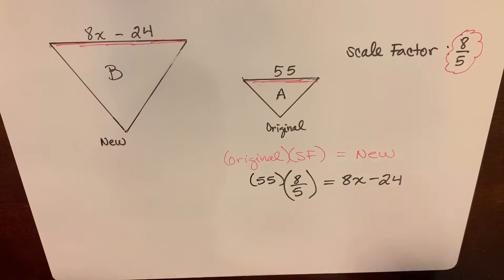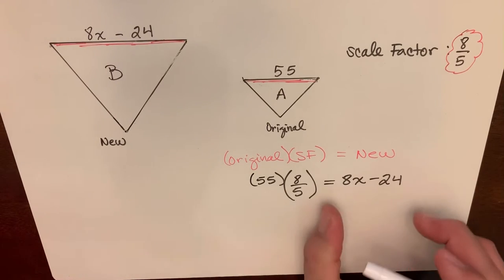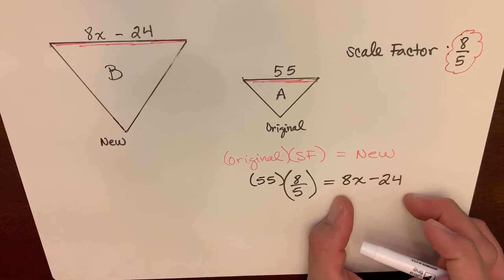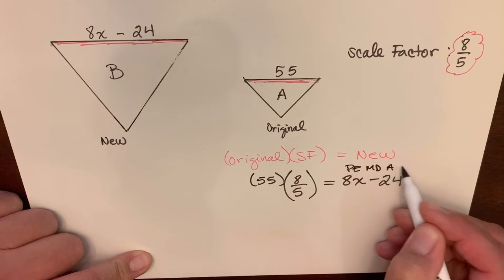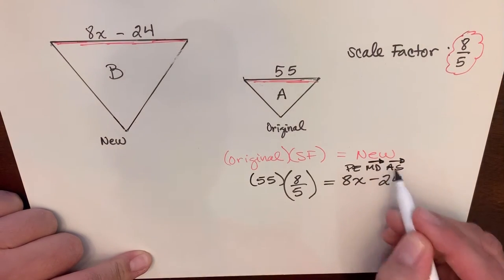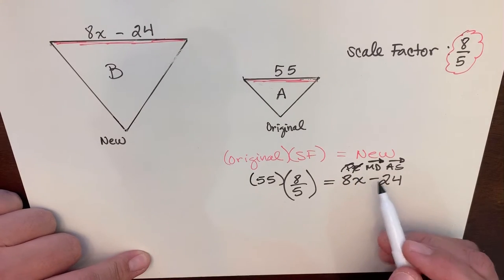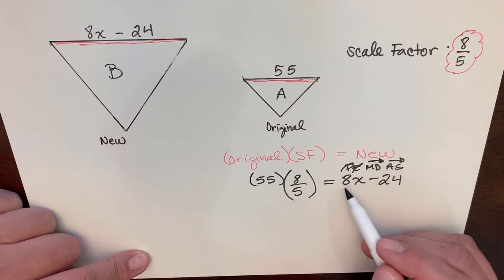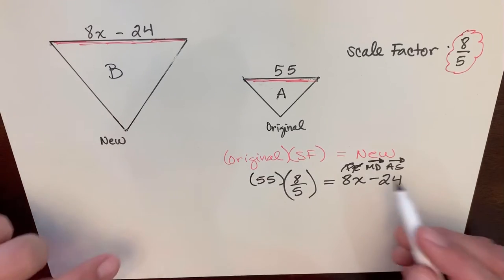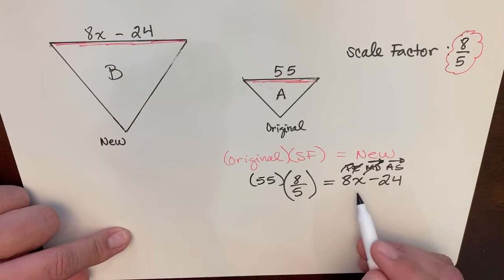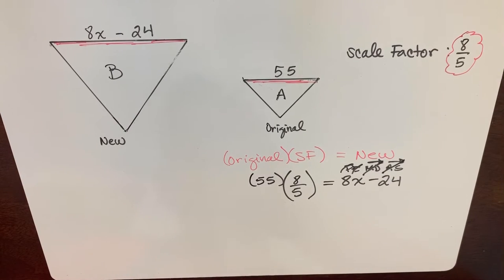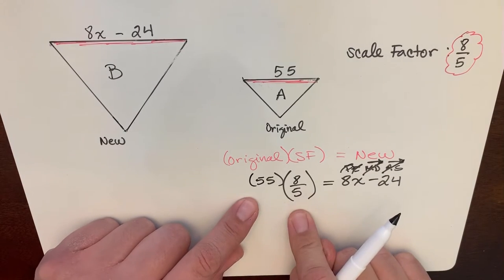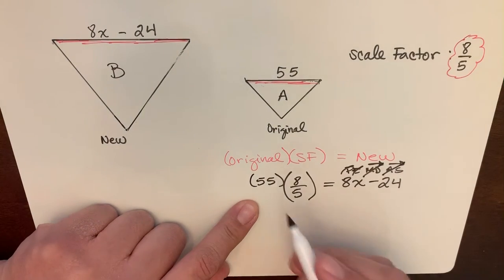So we are going to simplify the side that we can simplify. We can't really simplify anything on 8x minus 24 because these are unlike terms. So even if I wrote the order of operations here, there's no parentheses, there's no exponents. Multiplication and division, there's 8 times x, but it's 8x. Addition, subtraction, we can't subtract these two because they're unlike terms. So 8x minus 24 is fully simplified. Now on this side, 55 times 8/5, we can simplify, right?